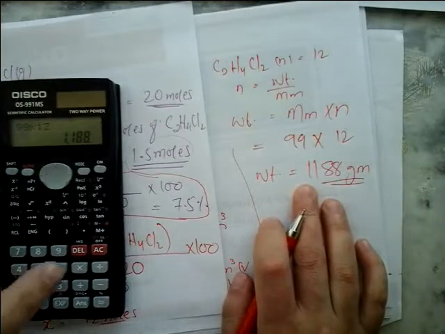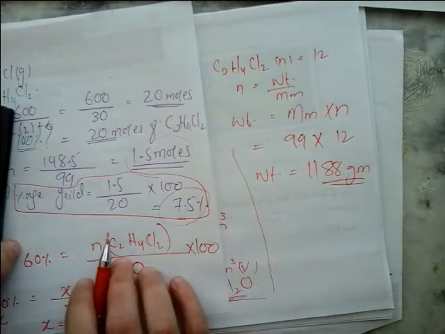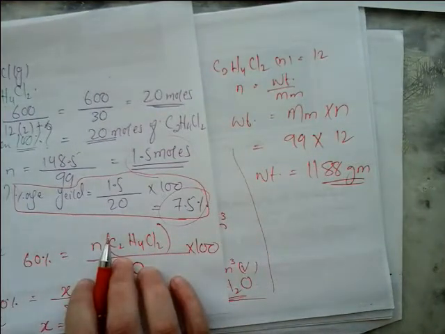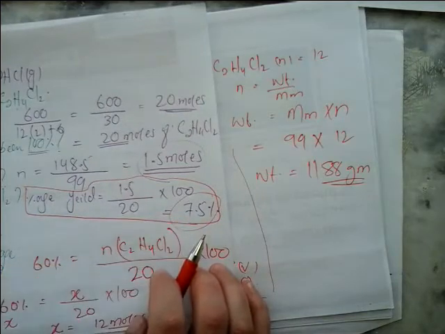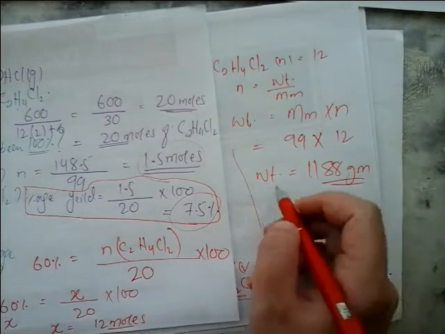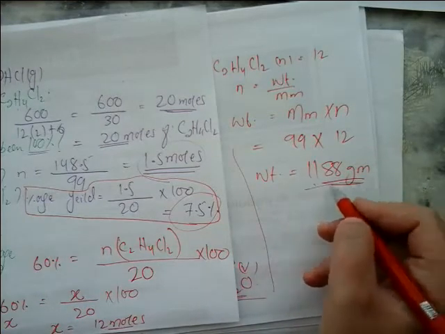Okay, so first the yield was 7.5%. But if the yield is 60%, the mass of the chloroethane would be 1188 gram. Is that clear?